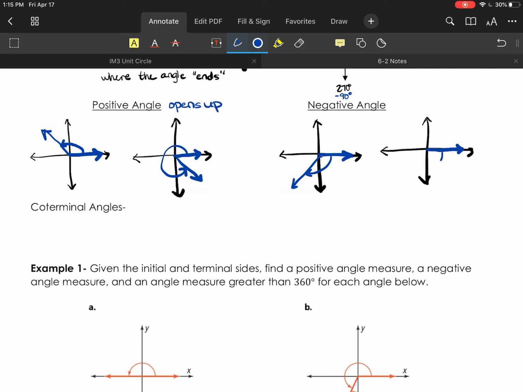Kind of like for positive angles. If I start at my initial side, it might open up all the way to here. And that's still a negative angle, okay, because of the way that the arrow is opening. So negative angle, it opens down.